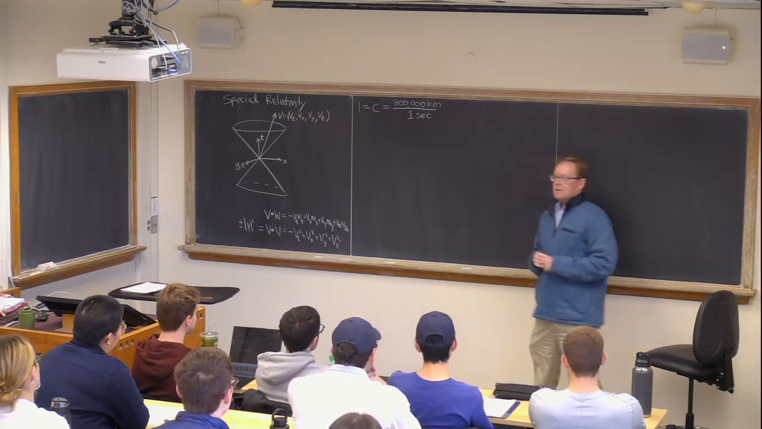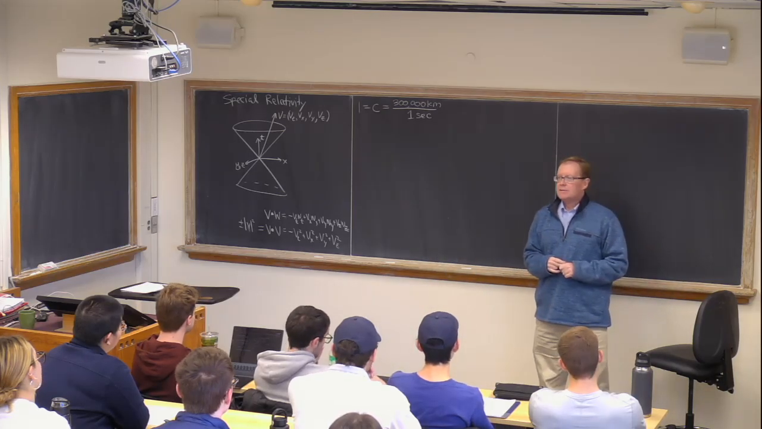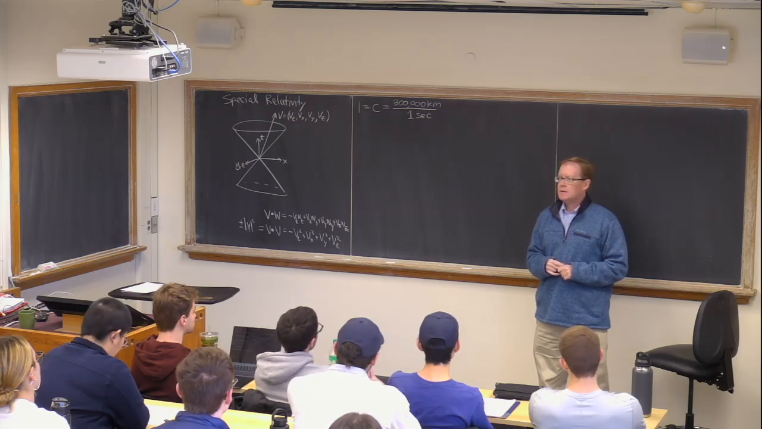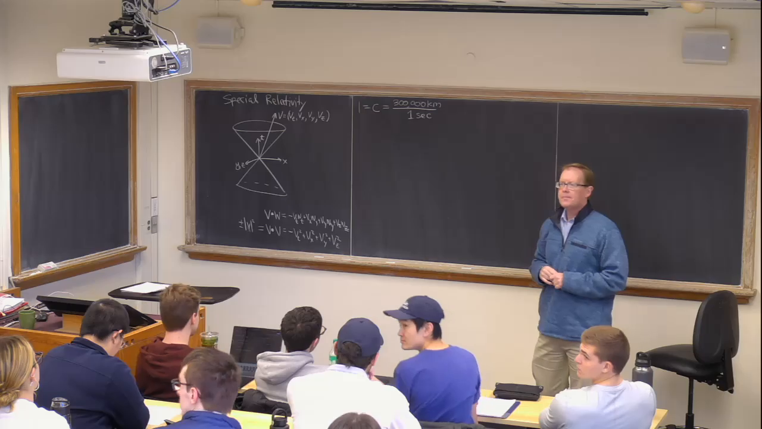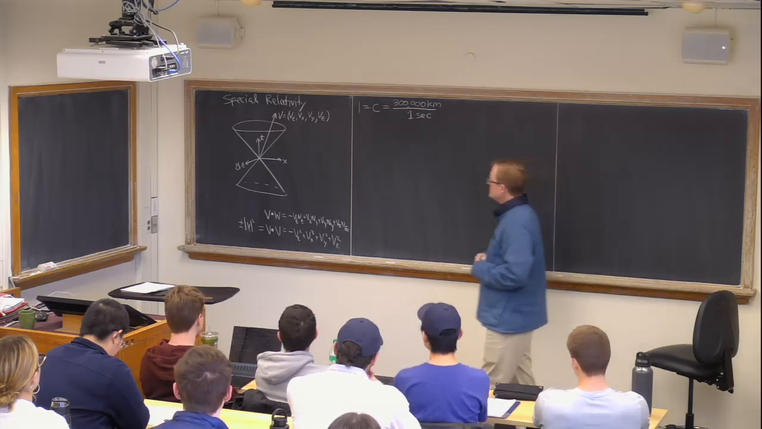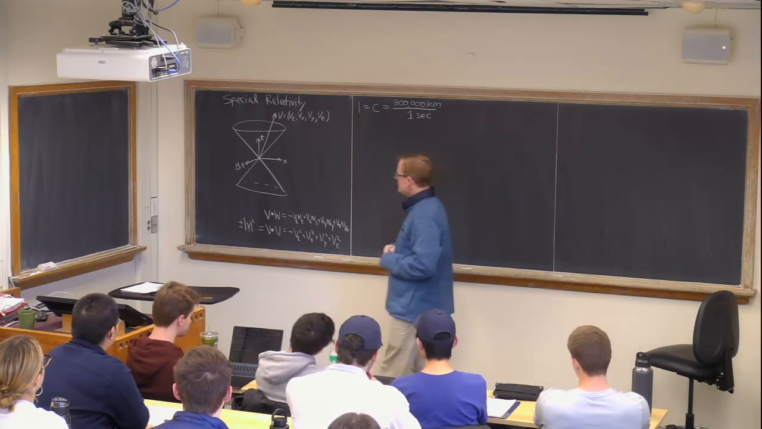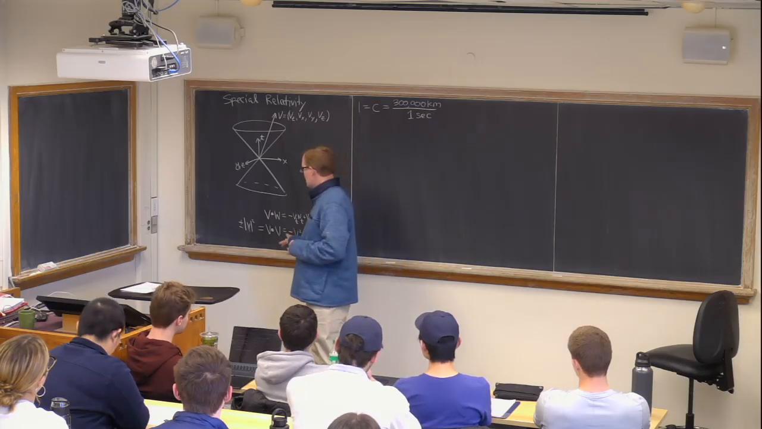So let me just pause there before we get into general relativity now. Does anyone have a question about special relativity? Yes? Why in the formula for the magnitude of v squared, why is it plus or minus in front?